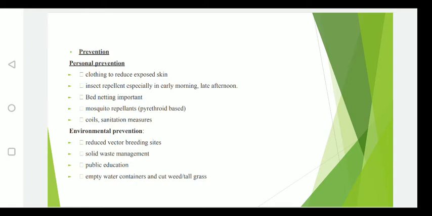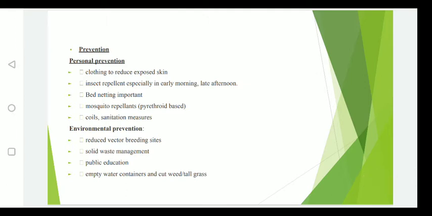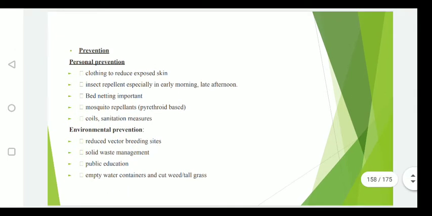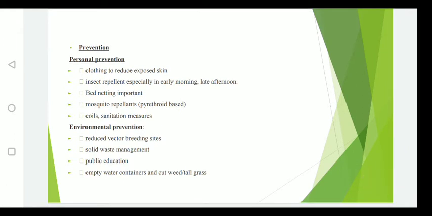Then the second one is solid waste management. Waste management is the main prevention in the environmental sector. Then public health education: you should give health education to the people and awareness about dengue fever. Then empty water containers and cut wet and tall grasses. All the tall grasses we should cut down. Whatever water containers are outside, which can become breeding places, take the container and empty it.